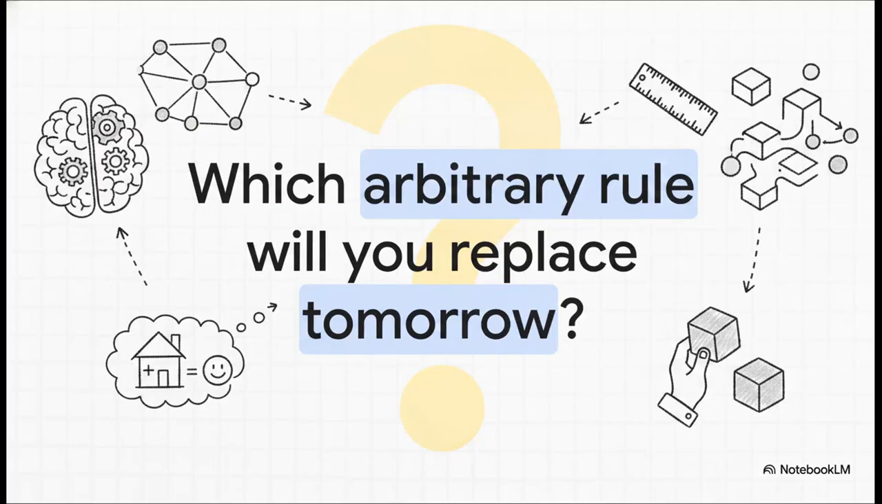So, as we wrap up this explainer, I really want to leave you with a question to chew on. Which arbitrary math rule are you going to replace with a sense-making strategy tomorrow? Whether it's swapping out that superficial keyword hunt for analyzing story structure or replacing rote memorization with hands-on physical modeling, the shift from mechanical steps to true, deep mathematical meaning always starts with just a single strategy.